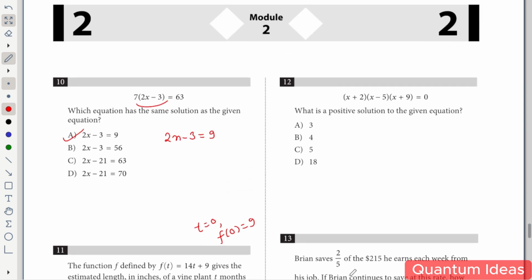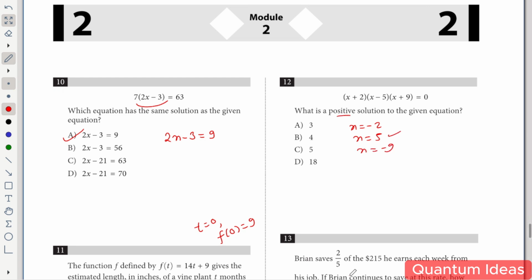So let's see number 12. What is the positive solution of the given equation? So you can see here the solution of this equation. You can equate each of these terms inside the parentheses to 0. So you can see one value will be, if you set this to 0, x will be -2. If you set this to 0, x will be 5. And if you set this to 0, x will be -9.